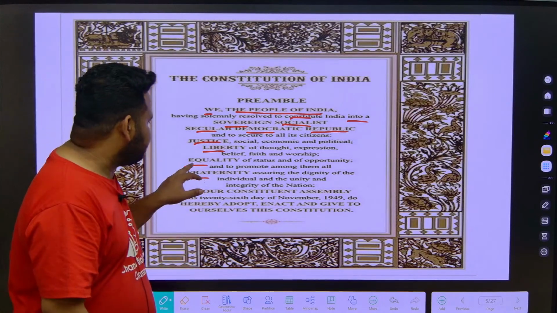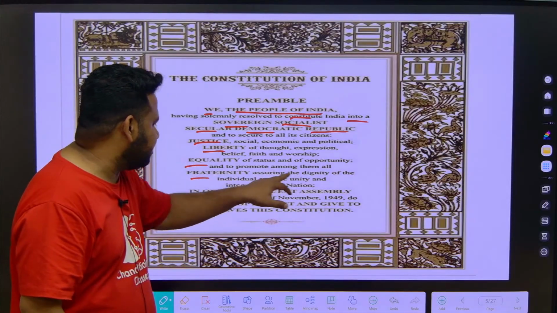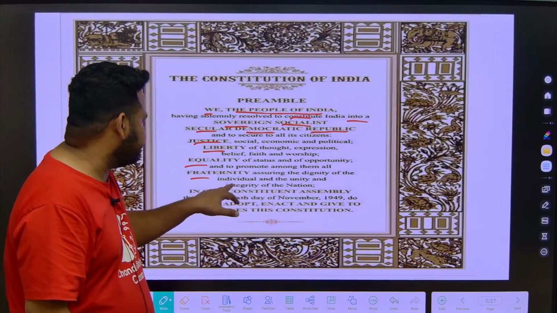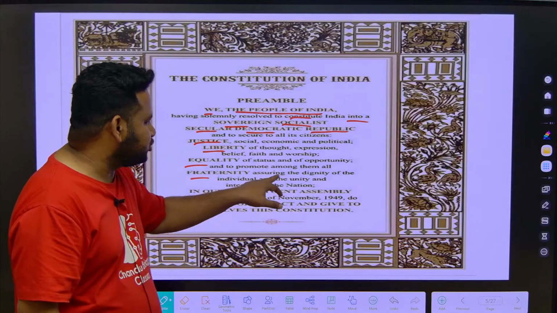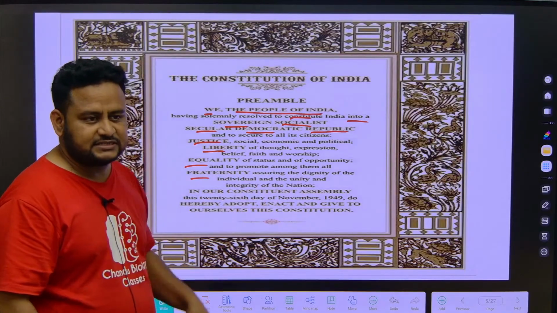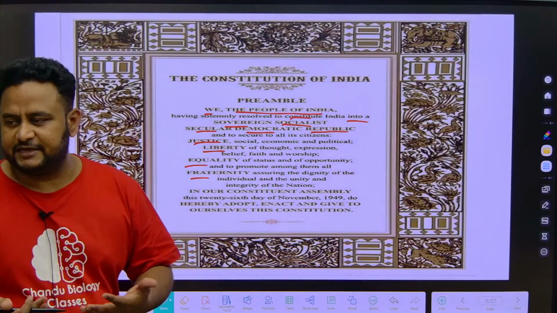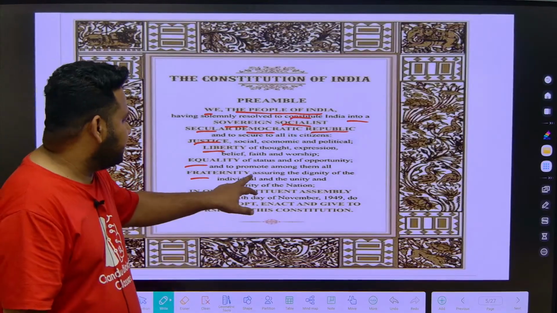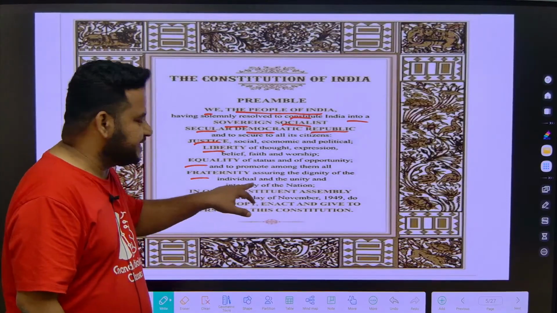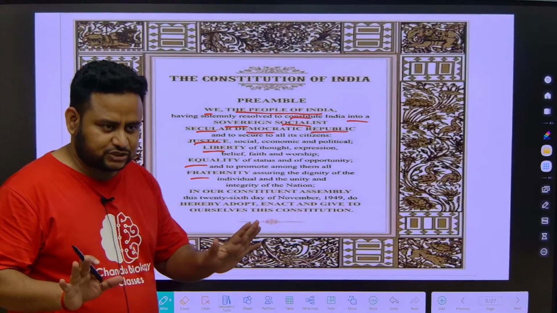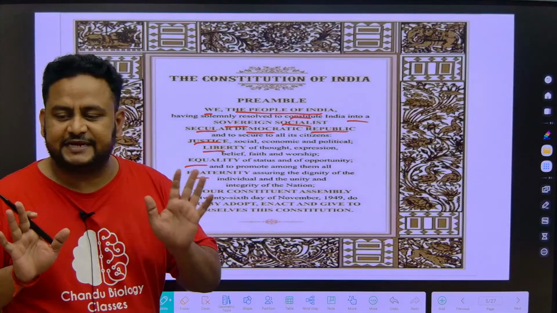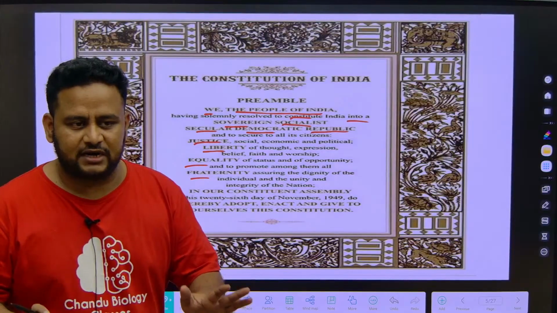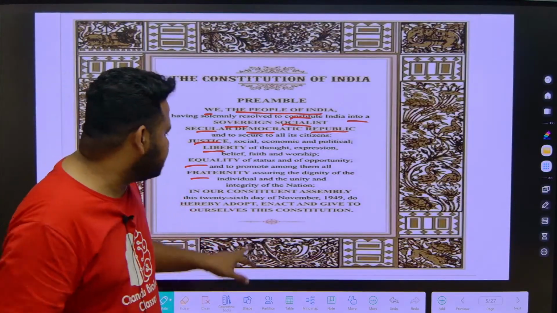Got it? Now, fraternity assuring the dignity of the individual and the unity and integrity of the nation. Fraternity assuring the dignity of the individual, that is each individual's dignity should be safeguarded, and unity and integrity of the nation. At any cost, unity and integrity of the nation should be intact. That means it will be in proper order, nobody should disturb it. So, that is the meaning of this.